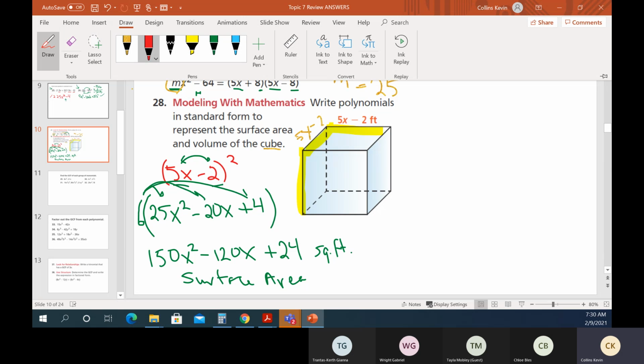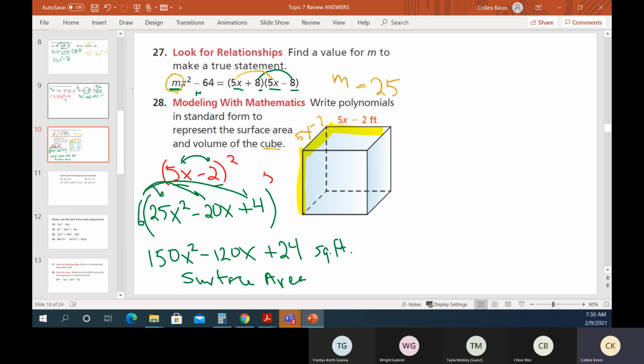So this is the height. And since it's a cube, the height is going to be the same as the other 2 guys, right? So he's going to be 5x minus 2. So we have length times width times height. That's 3 dimensions, right?